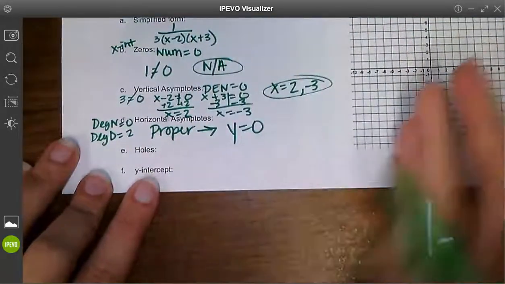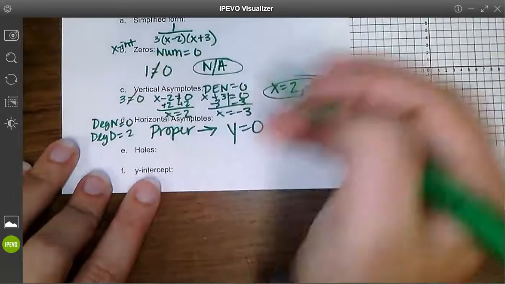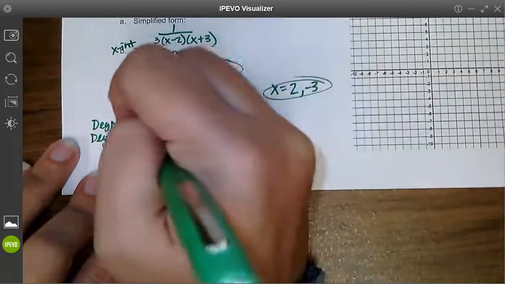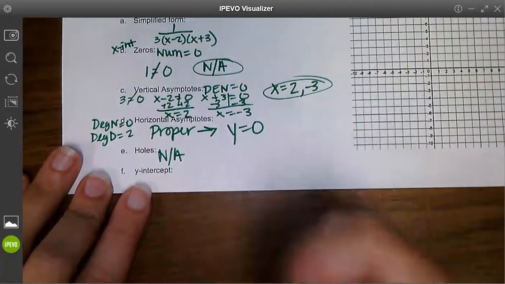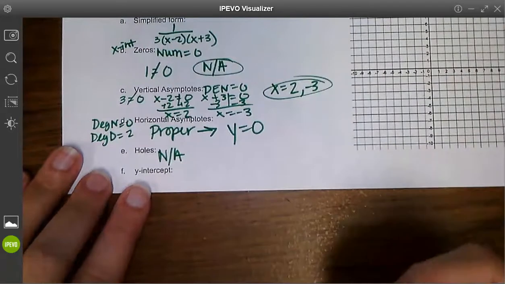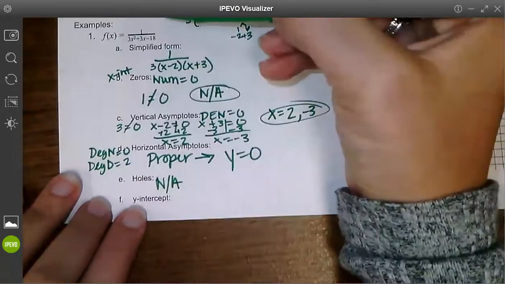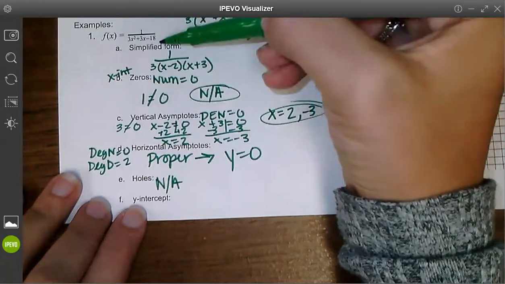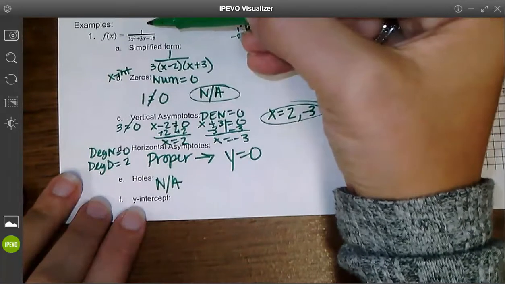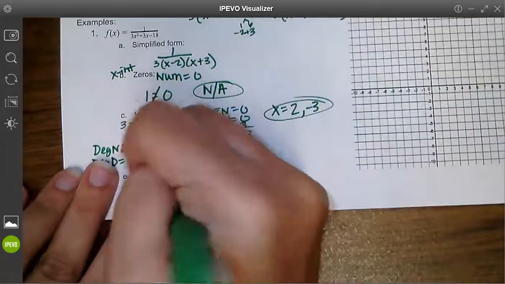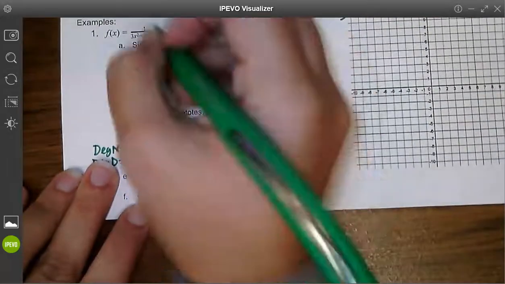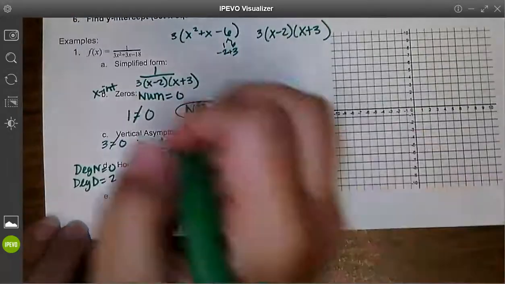Holes happen when you can cancel out terms when simplifying. We haven't canceled anything out, so this is not applicable. And my y-intercept, you can either set x equal to 0, or it's the ratio of your constants when it's in your original standard form. So my y-intercept is actually going to be 1 over -18, because that's my constant over the constant on the bottom. You can also plug this into your calculator and look at where x equals 0.